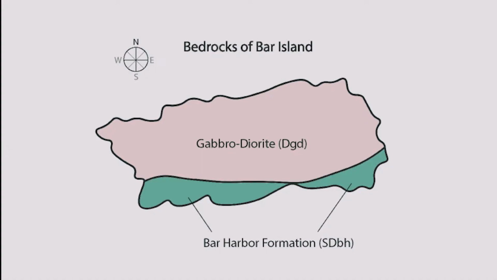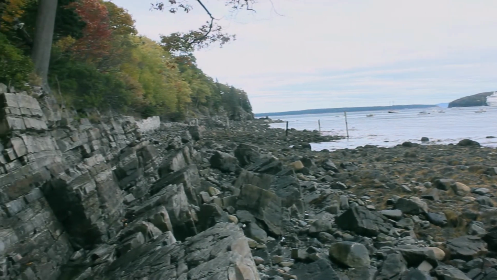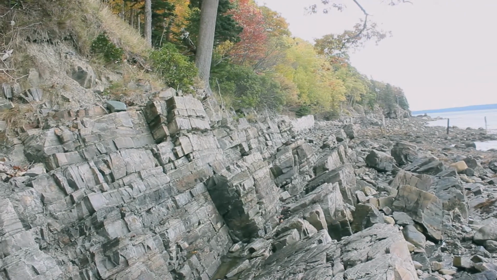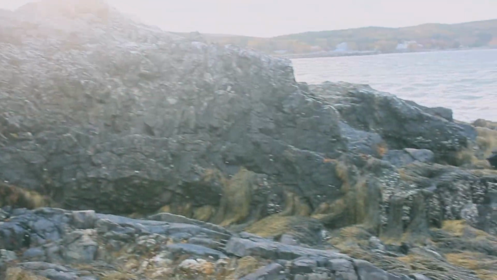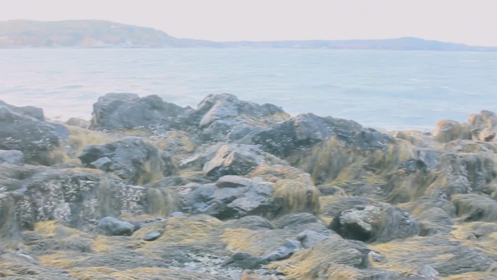There are two types of bedrocks on this island. As you can see in the picture, the southern part of the island is the Bar Harbor Formation. On the northern side, we can find gabbro-diorite, which is the majority of the island. Bar Harbor Formation formed 465 million years ago. These rocks have been tilted because of tectonic activity. Magma from a supervolcano that existed 420 million years ago intruded the Bar Harbor Formation. This magma cooled down and formed gabbro-diorite.